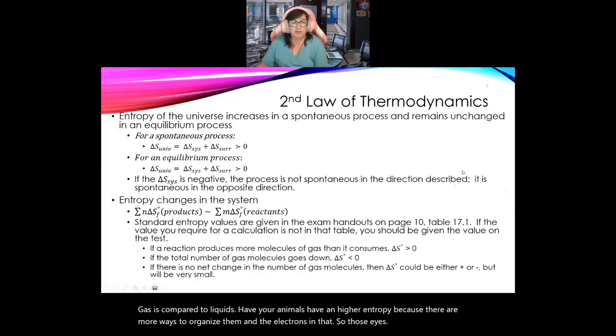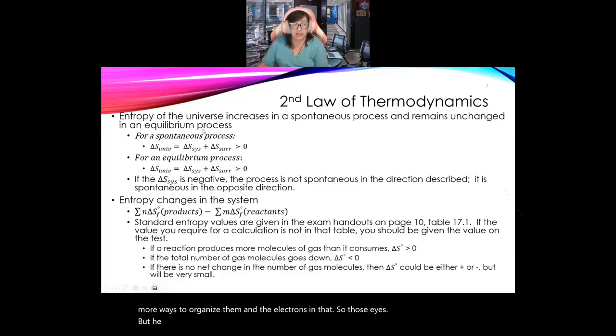Now, entropy for the universe increases in a spontaneous process and remains unchanged in an equilibrium process. For a spontaneous process, delta S for the universe, which is equal to delta S for the system plus the delta S for the surroundings, is greater than 0. For an equilibrium process, delta S for the universe equals those two, and it has to be equal to 0.